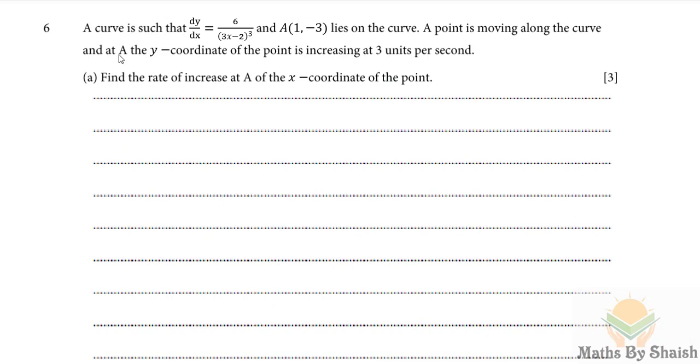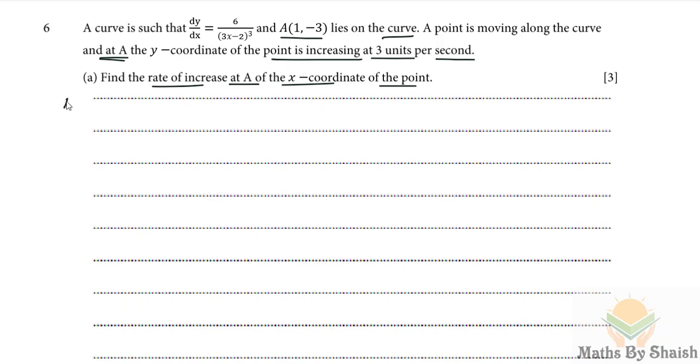Here's the sixth question. A curve is such that dy over dx equals 6 over (3x minus 2) whole cube, and A(1, minus 3) lies on the curve. A point is moving along the curve and at A the y coordinate of the point is increasing at 3 units per second. Part a is to find the rate of increase at A of the x coordinate of the point.